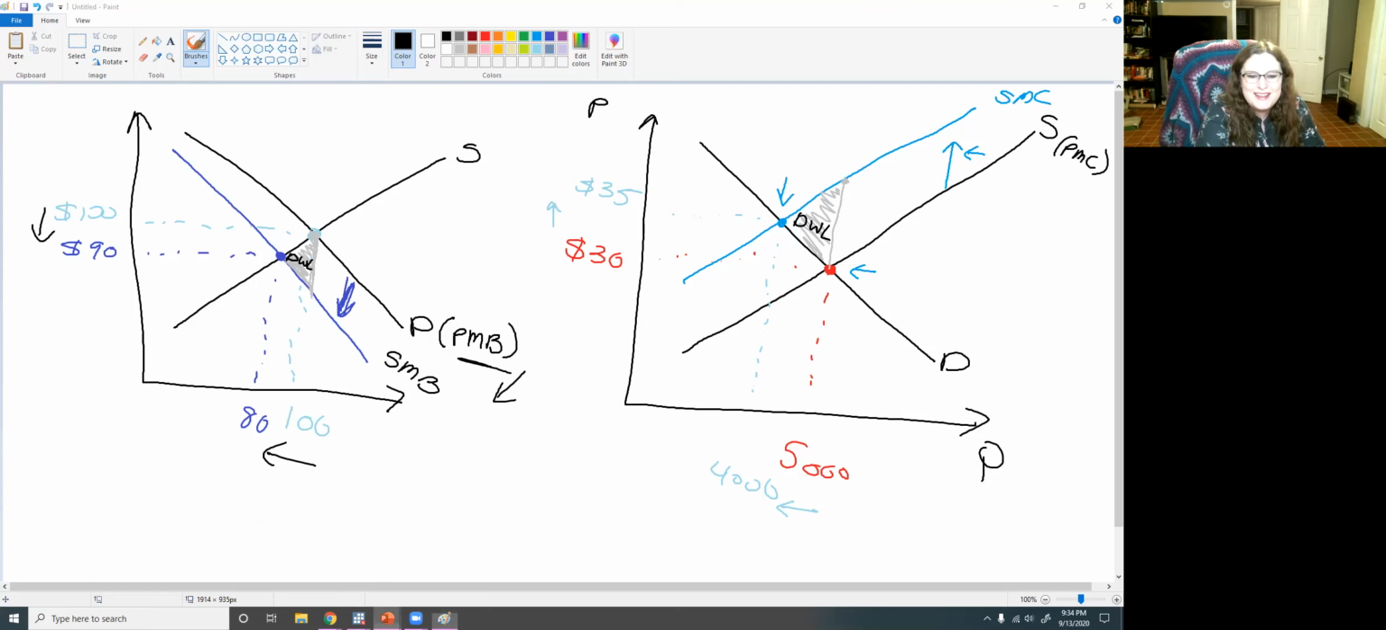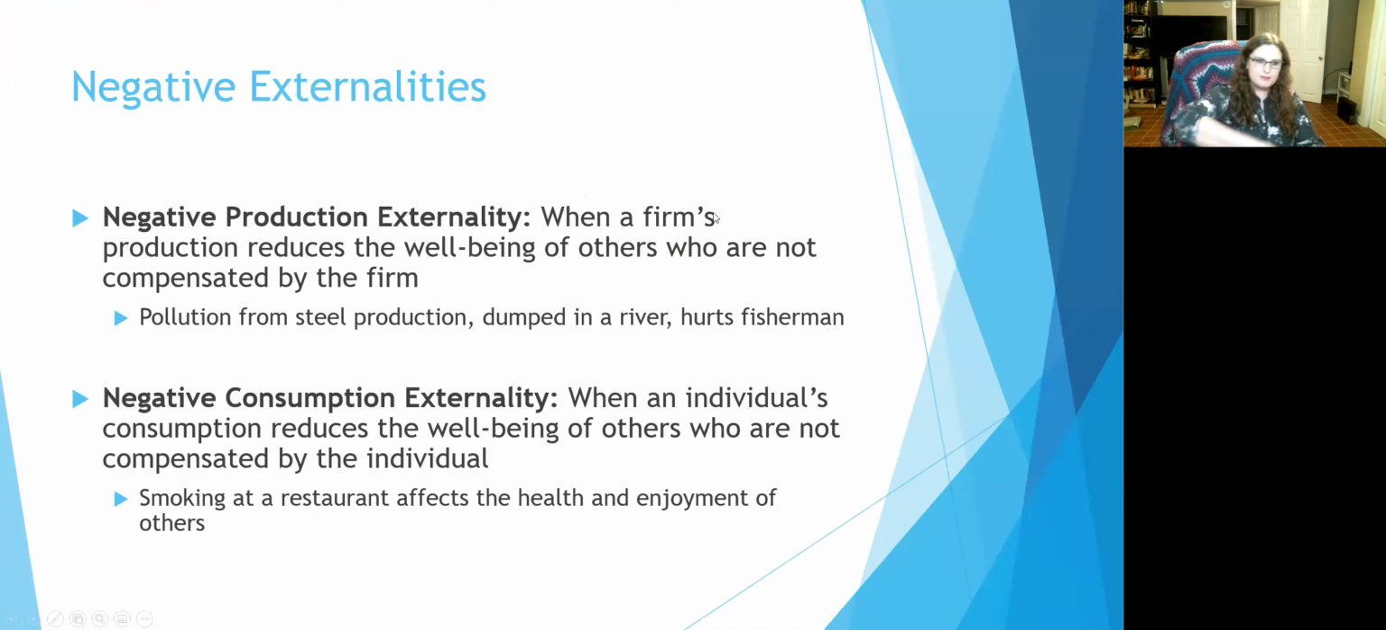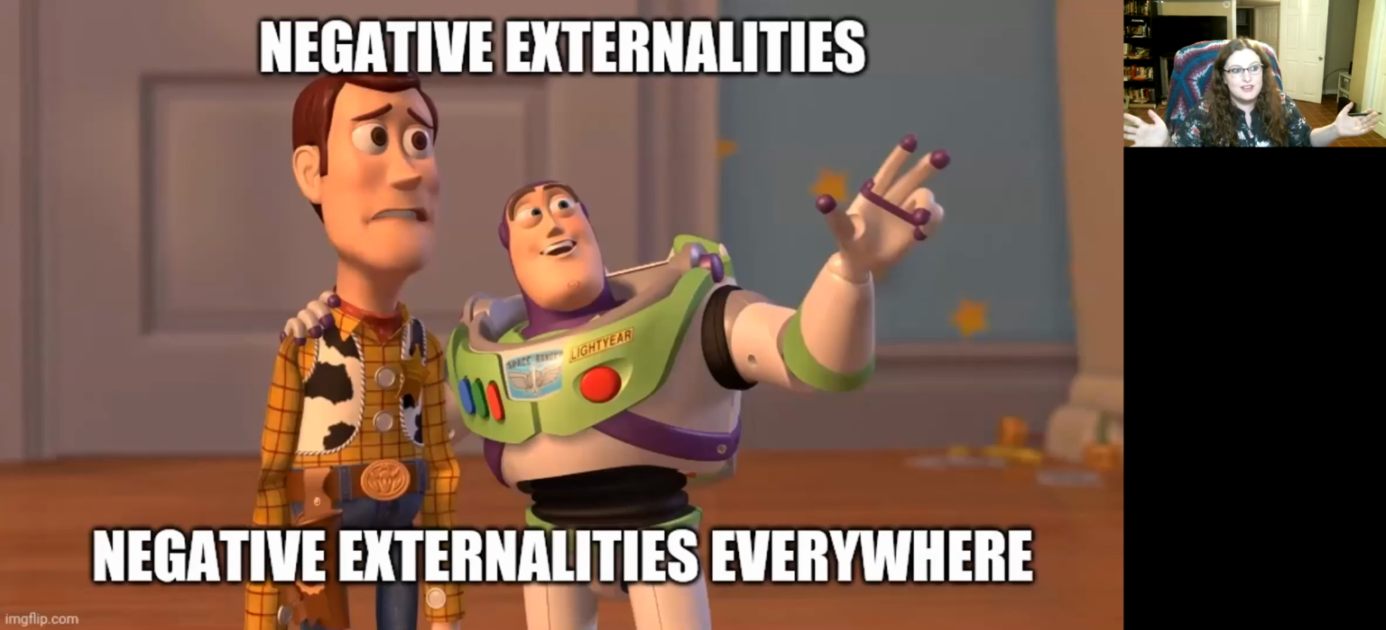That's so neat. All right, so we have our negative production externality and our negative consumption externality. And there's negative externalities everywhere.